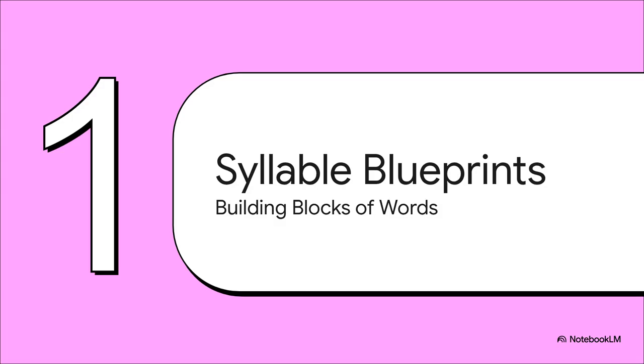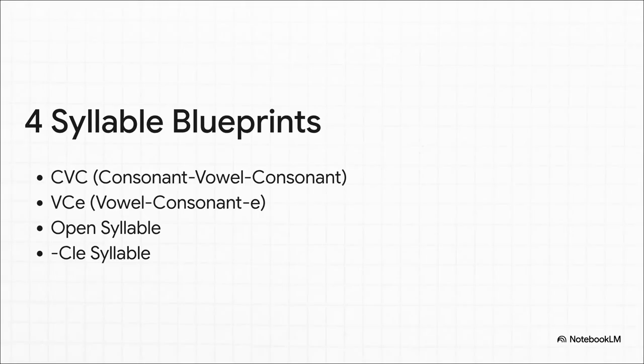Turns out, every single one of those big, complex words is really just built from a handful of simple parts. The best way to think about it is like they're made from architectural blueprints. And get this, most English syllables follow just one of 4 main patterns. All right, here are the big 4. You've got the consonant-vowel-consonant pattern. We'll just call it CVC. Then there's the VCE pattern, the open syllable, and finally that special consonant-L syllable. These 4 blueprints, they're basically the keys to our entire decoding toolkit.